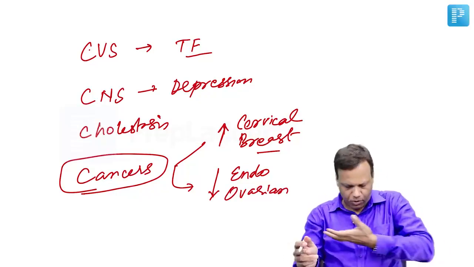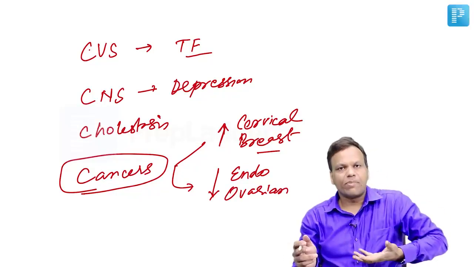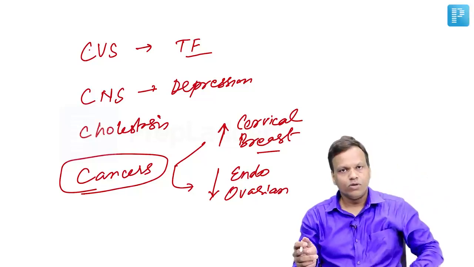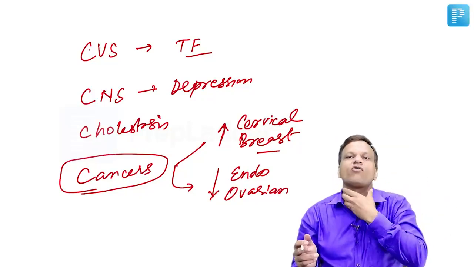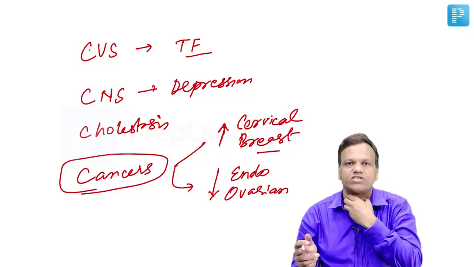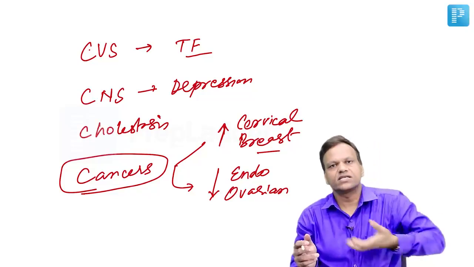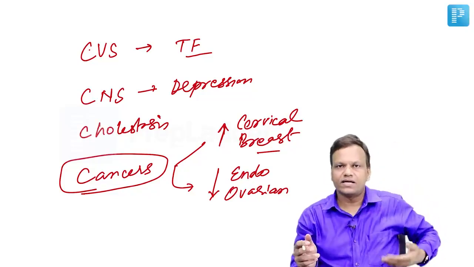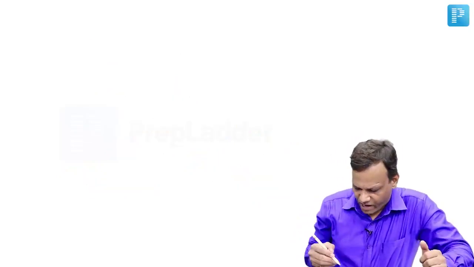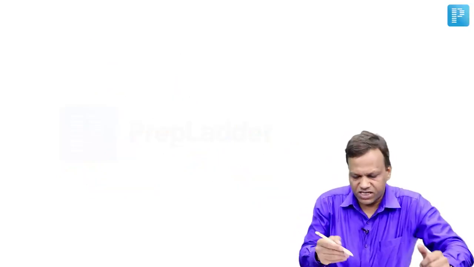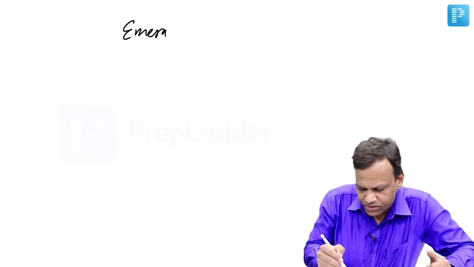Okay? So if you divide the body from the diaphragm in 2 parts, upper cancers go up, lower cancers go low. So upper cancers above the diaphragm, we have breast, so breast cancer goes up. We have cervical, obviously we are talking about the cervix. So just to remember, cervical cancer goes up, whereas the lower cancers like endometrial and ovarian cancer will go down. So apart from combined oral contraceptive pills, we have some emergency contraceptives.